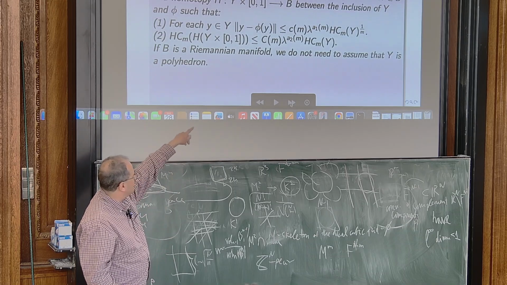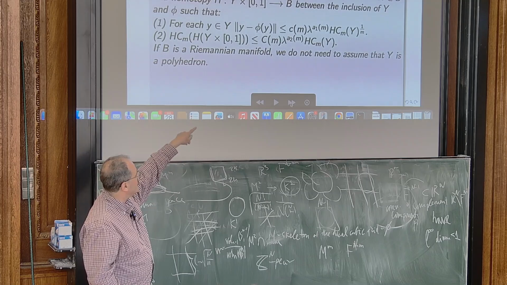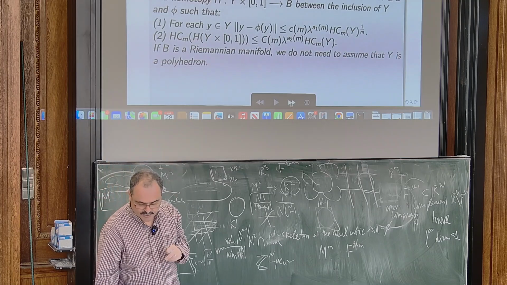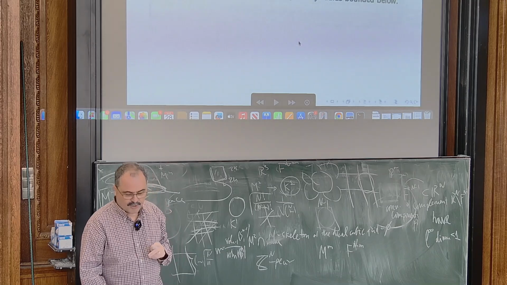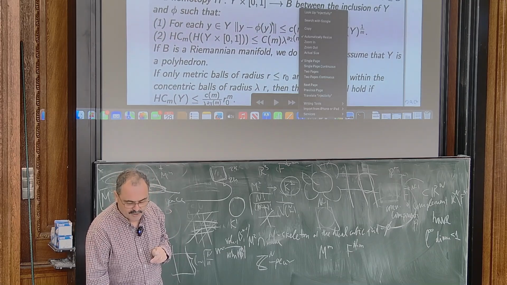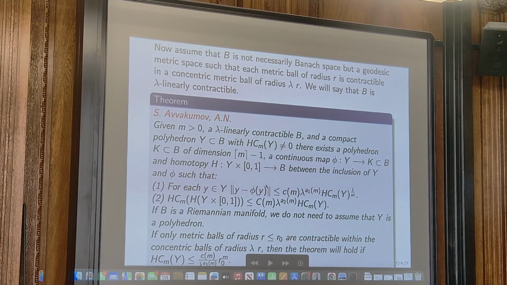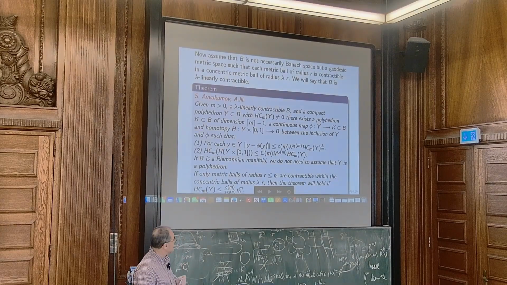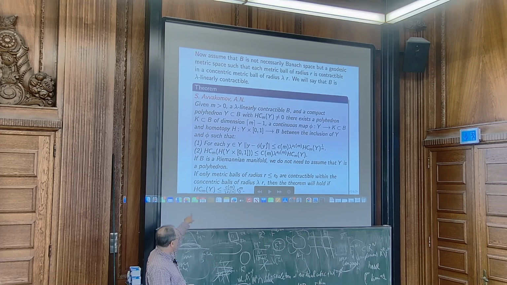So what's another difference of this theorem? We get some powers of lambda that appear on the right-hand side of the inequalities. And then we observe that typically, in Riemannian geometry, we have linear contractibility only for small metric balls, for balls of radius less than some R0. Our theorem also holds in this case, but we need to assume that the Hausdorff content of our Y is sufficiently small, namely it's bounded by some explicit constant C of m, R0 of m, divided by some power of lambda, where the exponent depends on m.